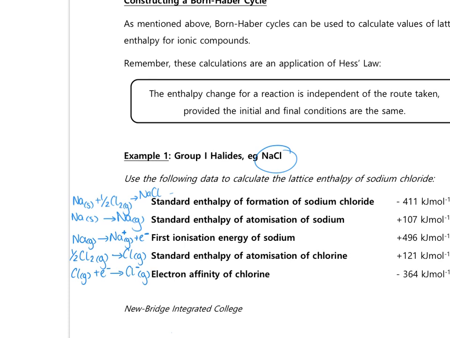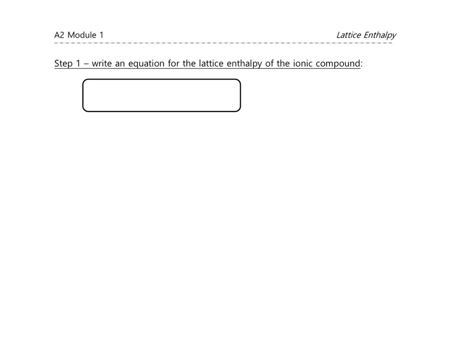So it's helpful to write those equations. It helps get the definitions in your head, and it means when we construct our Born-Haber cycle we can see whether we need to use 1 times C's value or 2 times C's value, for example. So moving on to the next page, we're now going to construct our Born-Haber cycle.